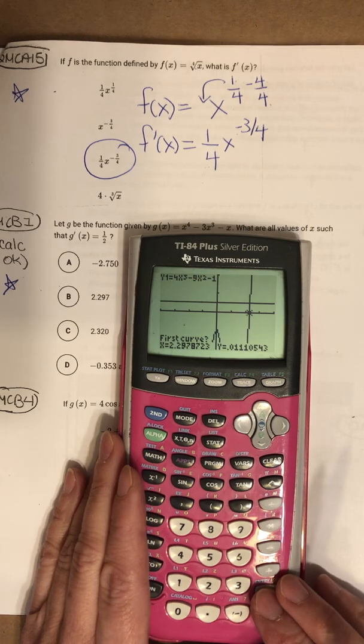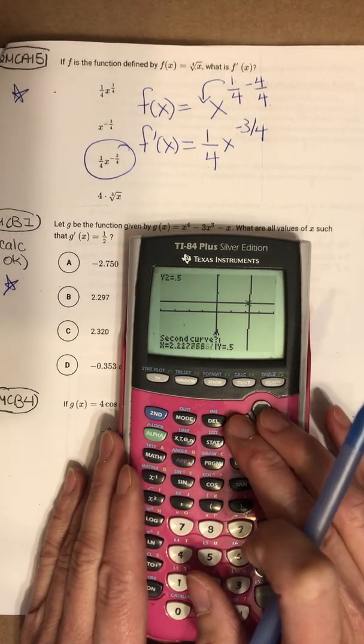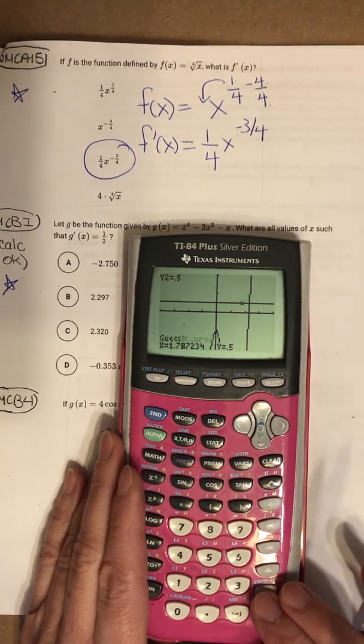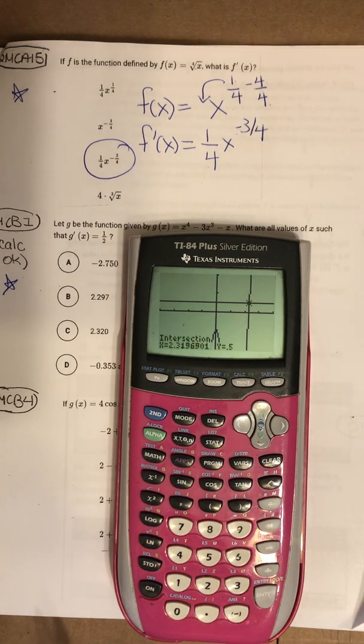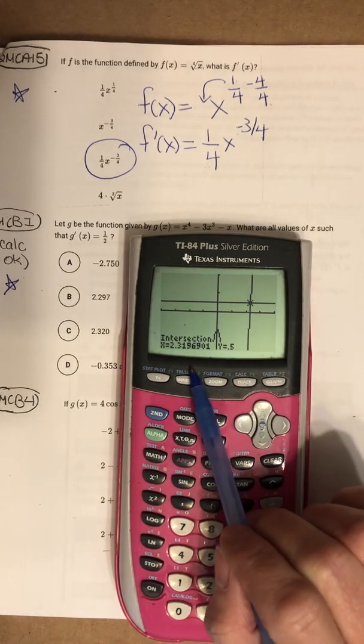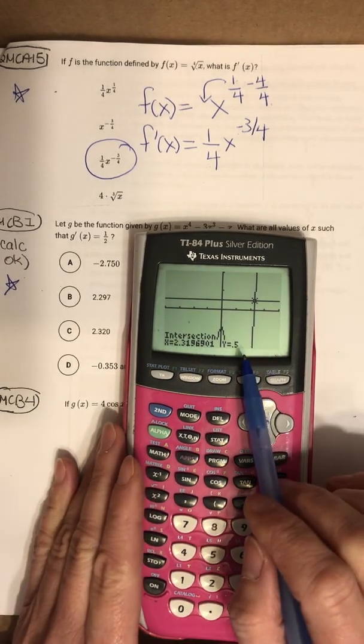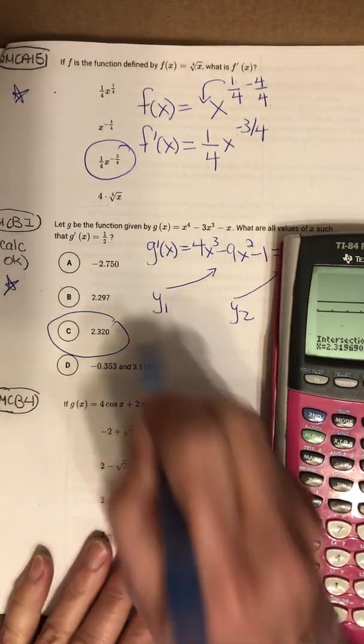First curve, sure, that's one of the curves. Second curve, yep, that's the other curve of the intersection. Guess I don't have to. I'm super close to that intersection point. There we go. 2.3196 or 2.320 is the rounding I would use here. 2.320, and there is your answer.